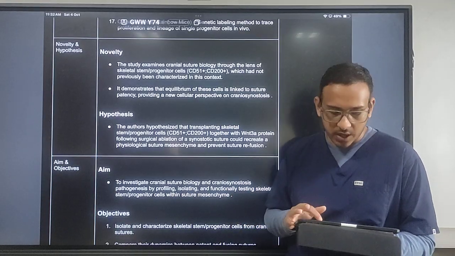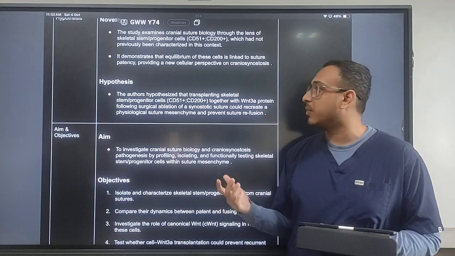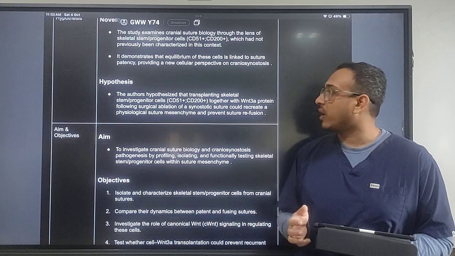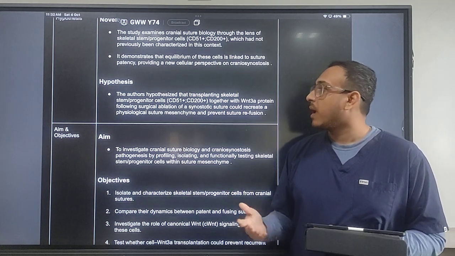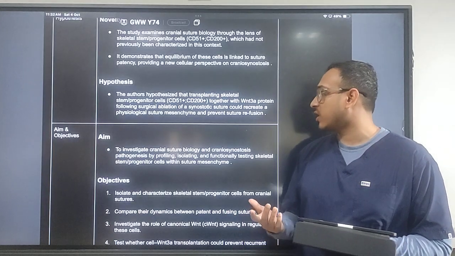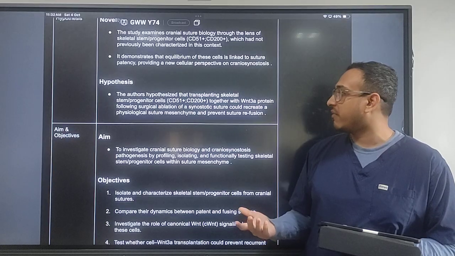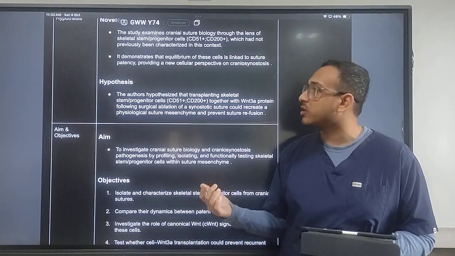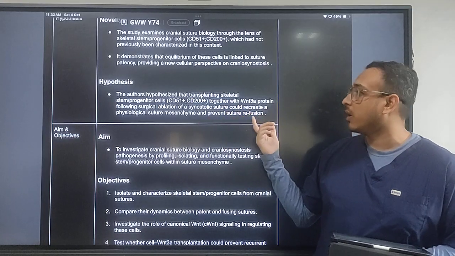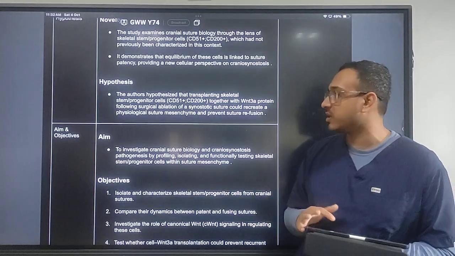So the authors hypothesized that transplanting skeletal stem and progenitor cells together with WNT3A protein following a surgical ablation of the synostotic suture could recreate a physiological suture mesenchyme and prevent the suture refusion. So they wanted to use the stem cells to recreate the sutures in the fused suture after the surgery.